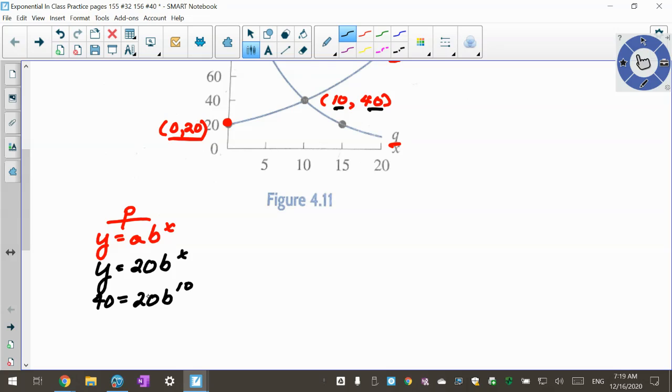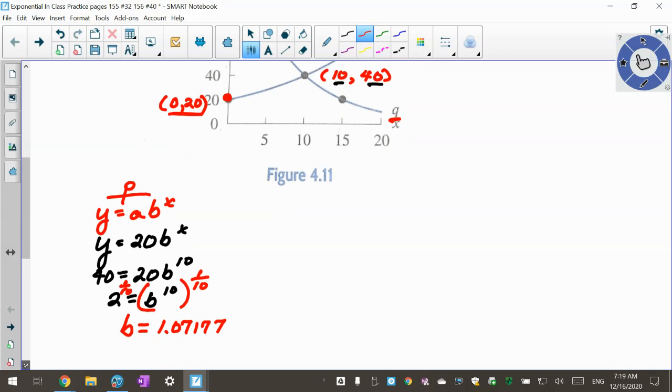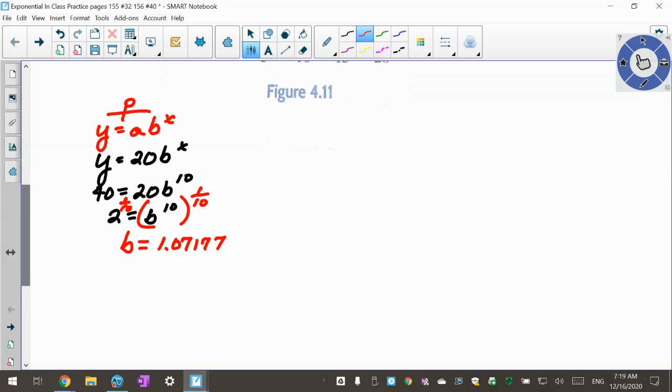I know it's growing, so b is going to be over 1. If I divide both sides by 20, 40 divided by 20 is 2 equals b to the 10th. Then I'm going to raise both sides to the power of 1/10, and hopefully I get my b over 1. And when I do, I get 1.07177. I'm really happy about this because now I know the formula for P is y equals 20 times 1.07177 to the x, which means it started at 20 and it's growing 7.177%. And remember to make your b over 4 decimal places. So I just found P.